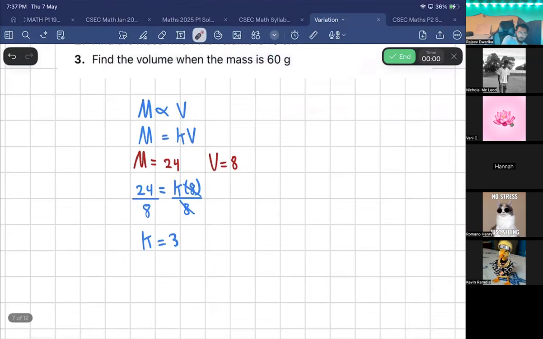So your last step is to write a complete equation. Remember, we had come up with our equation over here, but what were we missing? We were missing the value of K. Exactly. So now that we have the value for K, we can write the complete equation.